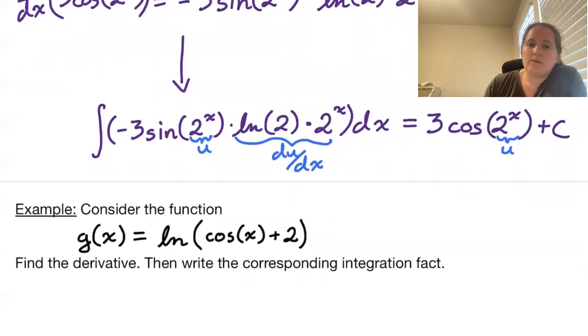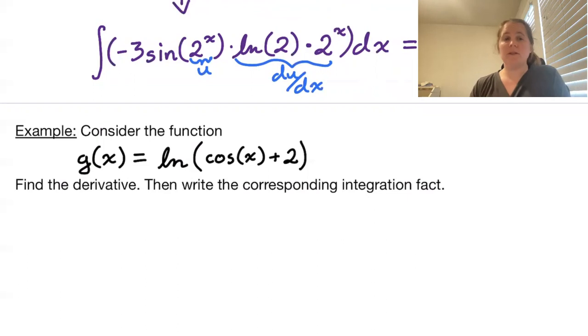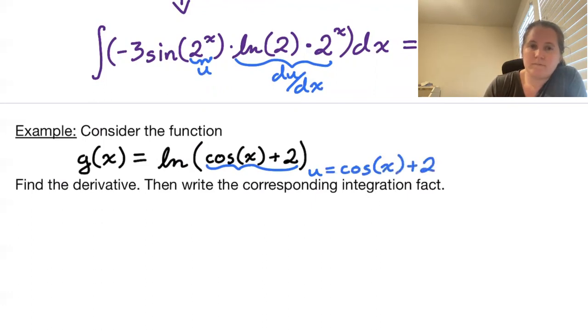So let's go ahead and do another example. Let's consider the function g of x equals the natural log of cosine of x plus 2. We'll go ahead and find the derivative and then find the corresponding integration fact. So here our u will be cosine of x plus 2. So we are looking at g of x is equal to the natural log of u.